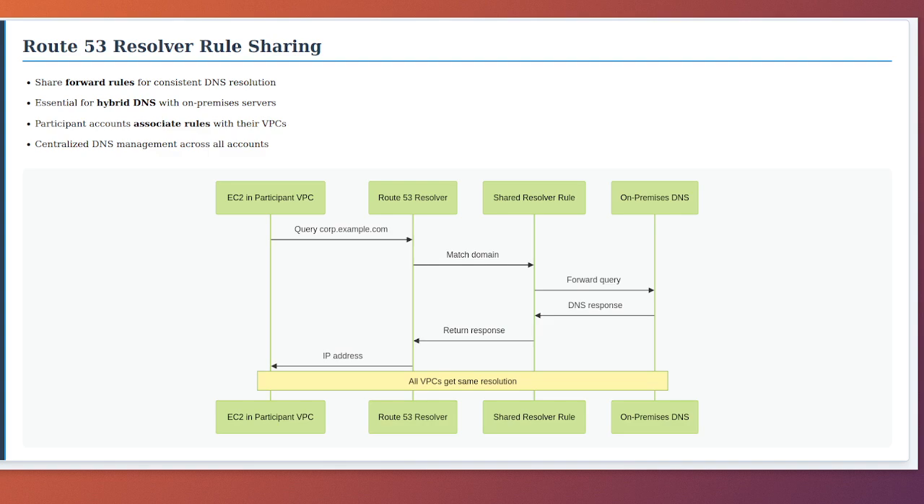The diagram on the slide shows the DNS resolution flow when using shared resolver rules. A resource in a participant VPC makes a DNS query for corp.example.com. The shared resolver rule causes Route 53 resolver to forward this query to the on-premises DNS servers. The response flows back through the resolver to the requesting resource. All VPCs sharing this rule get the same DNS resolution behavior.